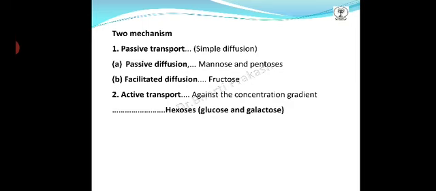Passive transport is again of two types: simple diffusion and facilitated diffusion. Mannoses and pentoses are transported by simple diffusion, whereas fructose is transported through facilitated diffusion, meaning it requires a carrier for its transport. But hexoses are transported actively, that is glucose and galactose. They move against the concentration gradient.